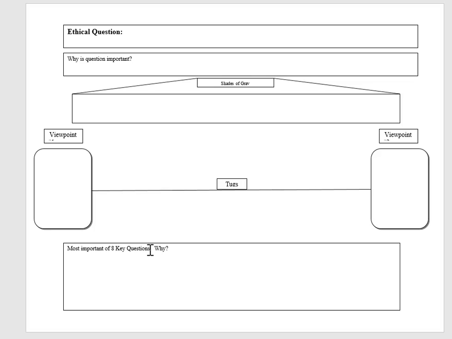Another one may be empathy for me. You know, this poor child's getting bullied at school. Will having this help them? That could be another key question. So again, and I'm not going to go real in depth on that with this specific question, but what are the most important 8 key questions and why do you pick those questions as being the most important?